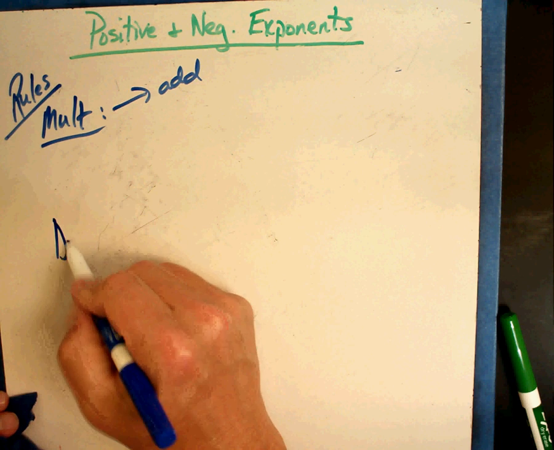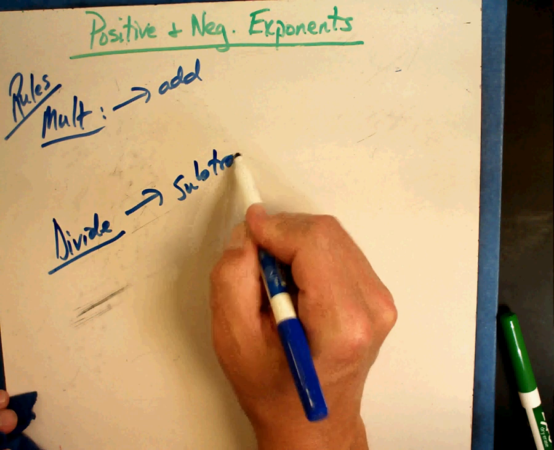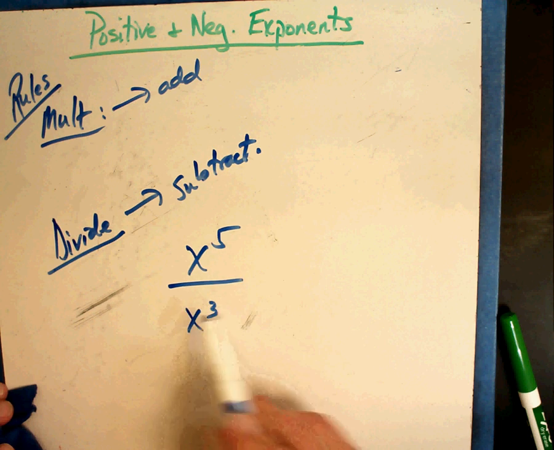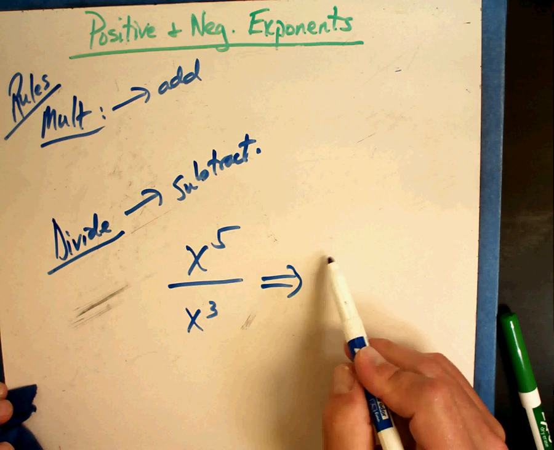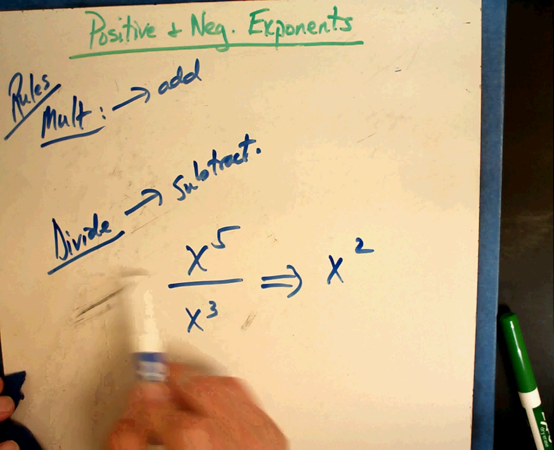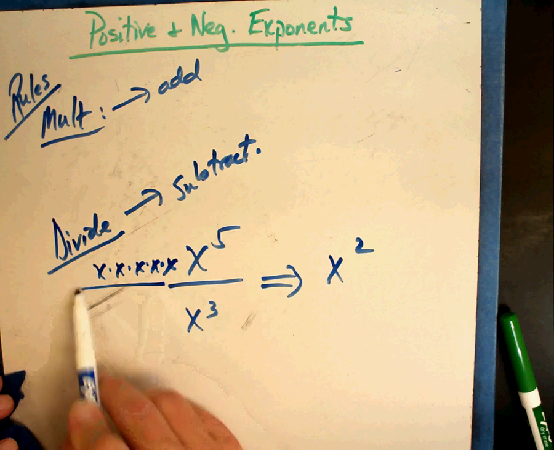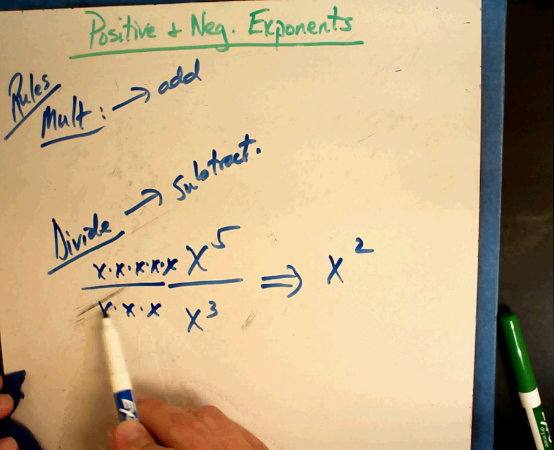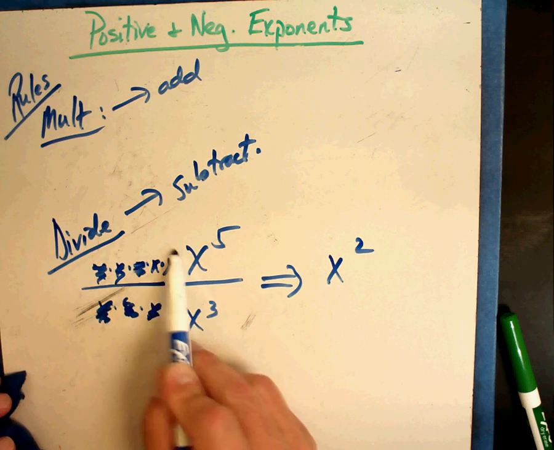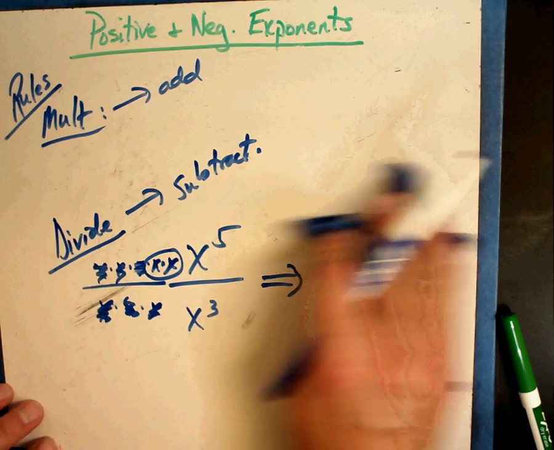So the opposite must be true. If you're going to divide, then that means you're going to subtract. So if you have x to the 5th divided by x to the 3rd, the answer is subtract 5 minus 3, which is x to the 2nd. Let me prove it to you real quick. You never have time to do this, but x to the 5th means x times x times x times x times x, 1, 2, 3, 4, 5, over x times x times x. I have an x that marks out an x, another one, and another one. What's left? x squared. That's why the math works.